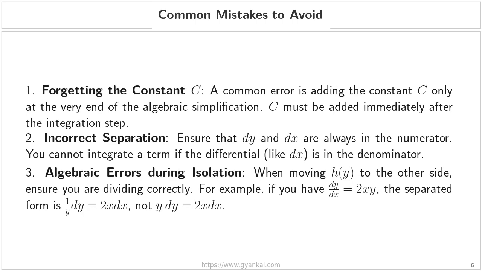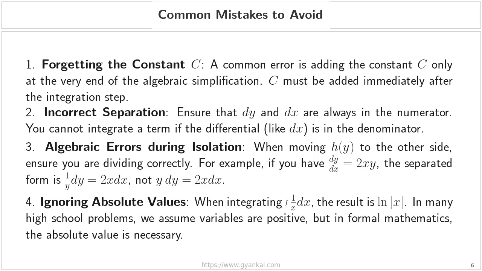Third, be very careful with your algebraic isolation. When you are moving a function of y, which we called h of y in our framework, from one side to the other, make sure you are dividing correctly. For example, if you are presented with the equation dy over dx equals 2x times y, the correct separated form is 1 over y times dy equals 2x times dx. A common error here is to accidentally multiply the y over to the left, resulting in y times dy, which would lead you down the wrong path.